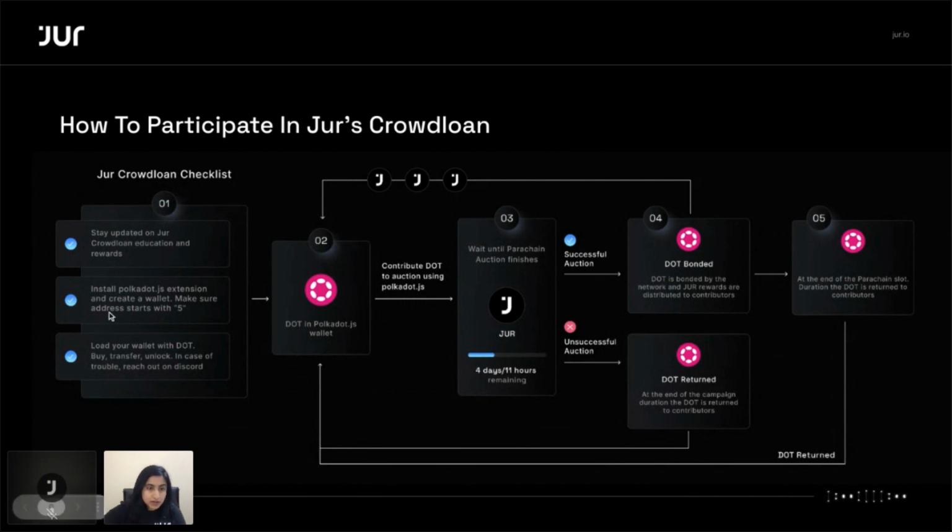Second is to install the polkadot.js extension in your browser and only use that for anything you want to do, like contributing in the crowd loan and getting your DOT. Once you've installed the extension, you can create your own Polkadot wallet, and you have to make sure that you have an address that starts with 5. Those addresses are generic substrate addresses, and it is very important for the Joule crowd loan because only to those addresses will we be able to send the rewards later, because they're easier to read from the Joule chain.